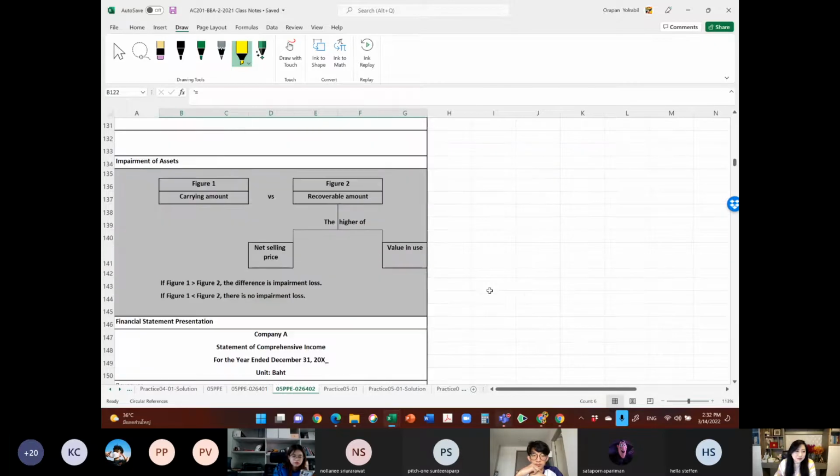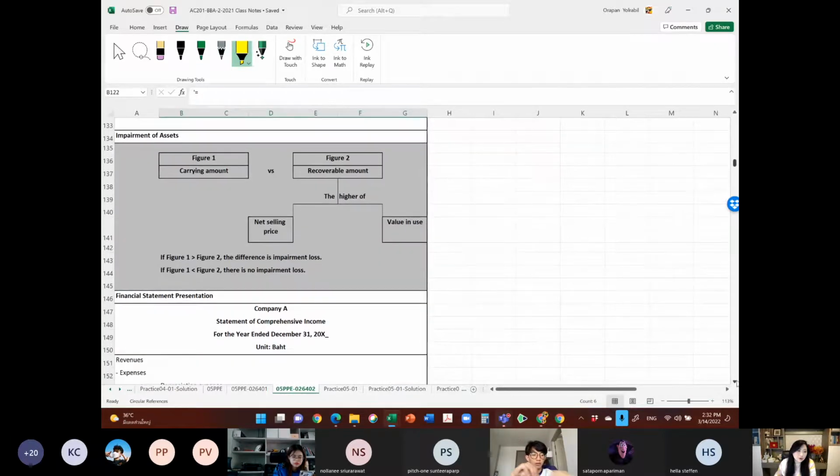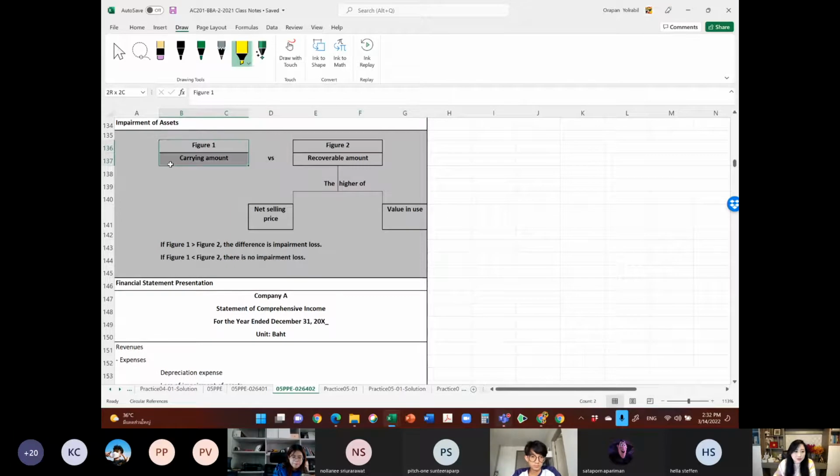So what is the impairment? The impairment will occur if the carrying amount is greater than the recoverable amount of the asset. So this recoverable amount is actually the benefit that you expect to get from the asset. There are two ways to estimate the recoverable amount. First of all, you may sell the asset off at that time. So how much is the net selling price? Second of all, you may make use of the asset forever and ever, right? So for that, you have to determine the present value of the future cash flows related to the use of the asset. And then you get the value in use.